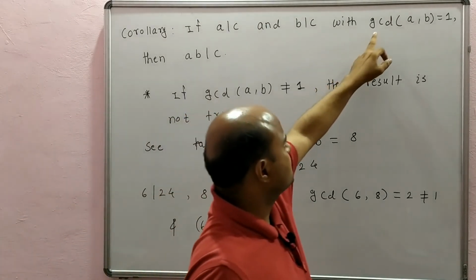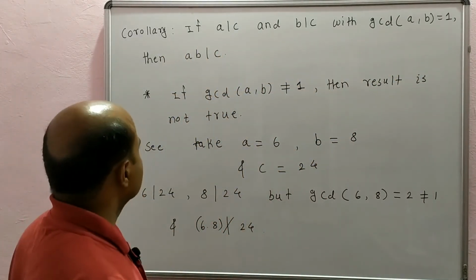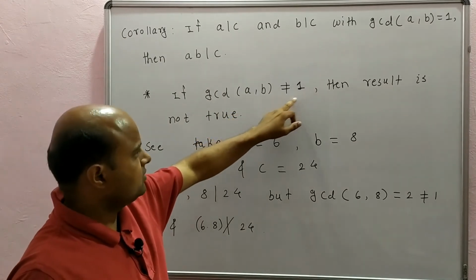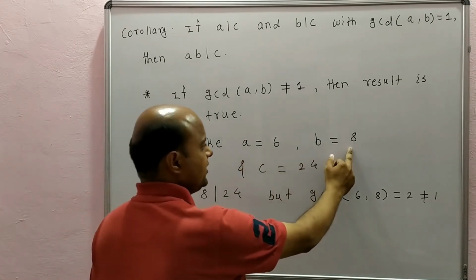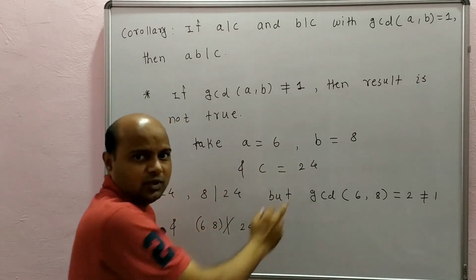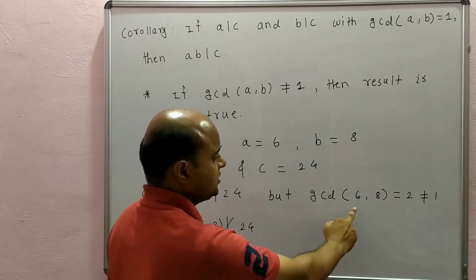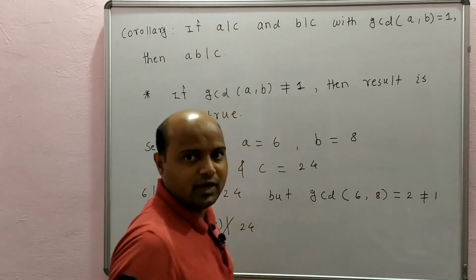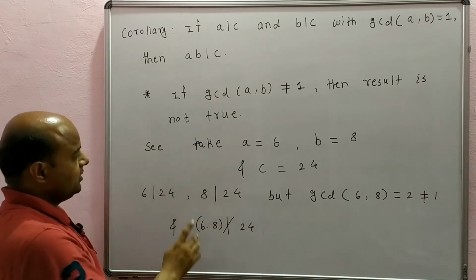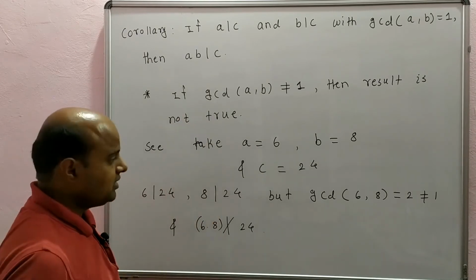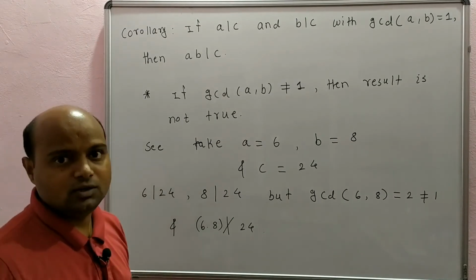If we drop this condition, GCD of a, b is equal to 1, then this result need not be true. That is, if GCD of a, b is not equal to 1, then the result is not true. See, take a equal to 6, b equal to 8 and c equal to 24. We can see that 6 divides 24, 8 divides 24, but GCD of 6 and 8 is what? 2, which is not equal to 1, and moreover 6 into 8 does not divide 24. See here, a divides c, b divides c, but GCD of a and b is not equal to 1, then ab need not divide c.